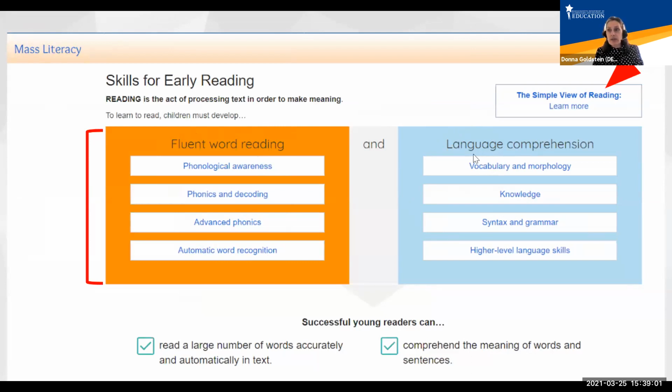You might remember, if you joined us last week, that we focused on the language comprehension, or the blue side of this section. Today, the practices to support foundational skills for students experiencing or at risk for experiencing reading difficulties that Patrick will touch upon are all within this orange side of the graphic, the fluent word reading side, and include phonological skills, phonics and decoding, and automaticity.